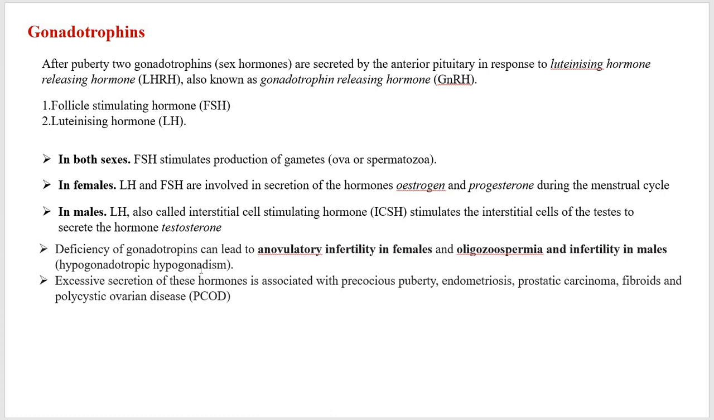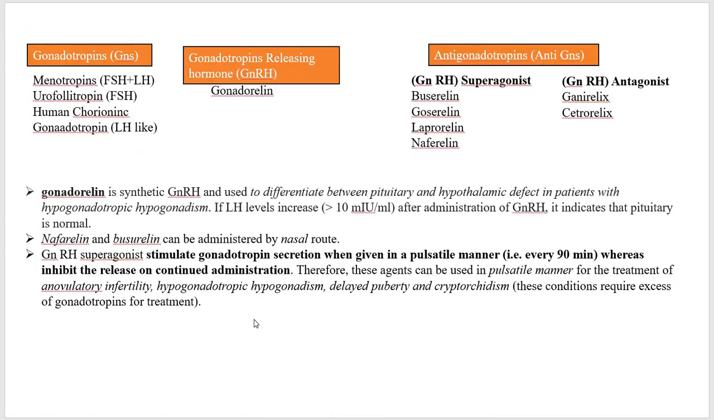Okay, the excessive secretion of these hormones is associated with precocious puberty, endometriosis, prostatic carcinoma, fibroid, as well as PCOD. PCOD is nothing but polycystic ovarian disease. So these are the complications that occur when these gonadotropins are in excessive quantity. The drugs or preparations which are used to treat such conditions are either gonadotropin analogs or gonadotropin releasing hormones, or the antagonists which are used to stop the excessive release of gonadotropins.